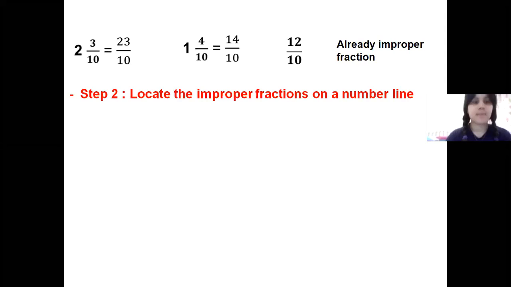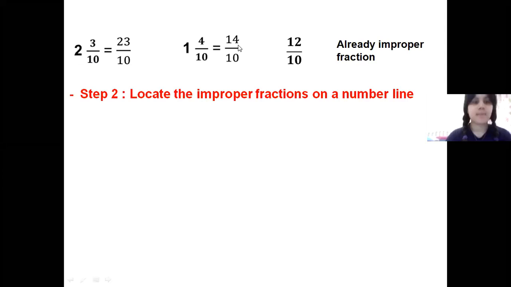We will draw a number line. What does the number line start with? How does it look? A 0. Mm-hmm. And end with 2? No, it doesn't. No, end with 3. With 3, excellent. Because we have 2 wholes and 3 out of 10.